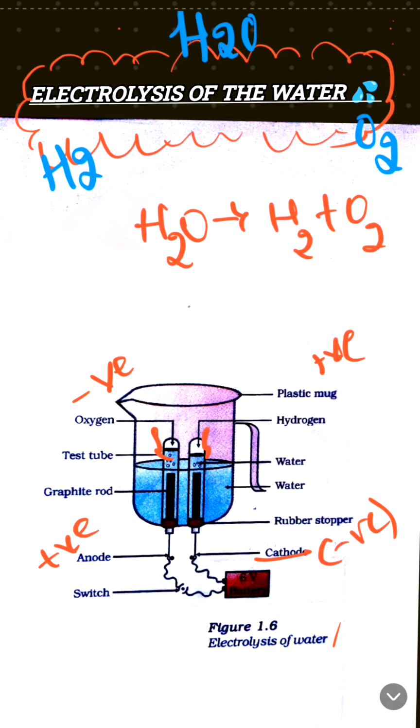Next, after getting this point, let us understand. Can you see the level of oxygen and hydrogen collected in both the test tubes? Are both equal? Obviously no. Can you see the oxygen which is collected only this much, whereas the hydrogen has collected this much? Why? What's the reason behind it?